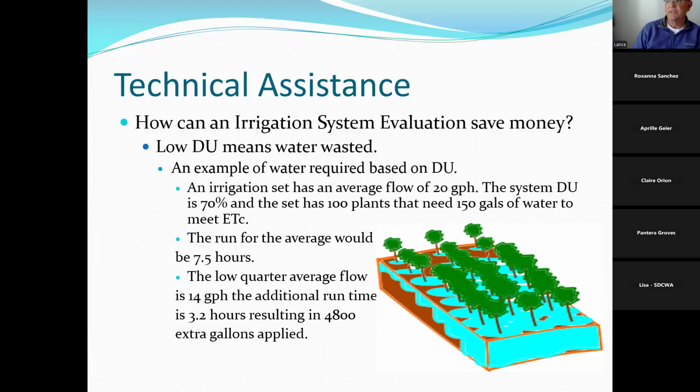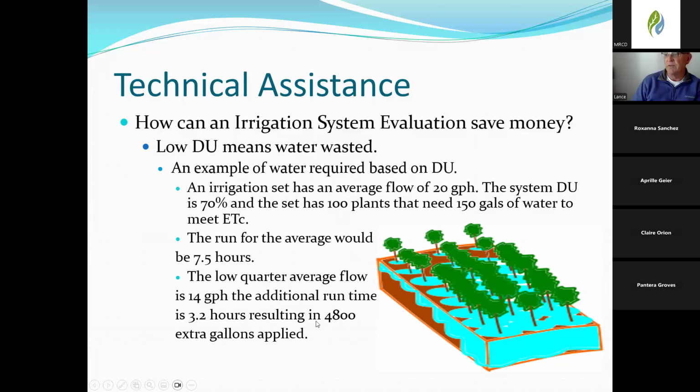Now the average, based on 12 years of doing irrigation system evaluations in San Diego County that I've seen, the average uniformity is 74%. So 70 is a little bit below what we normally find in a field, but still both of them, 74 wouldn't be greatly improved, maybe 4,000 or 3,900 instead of 4,800.